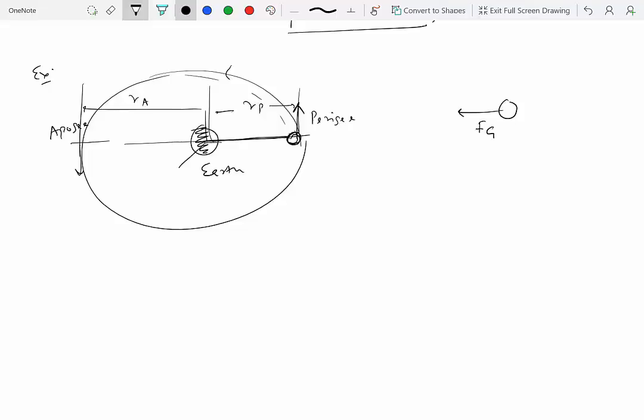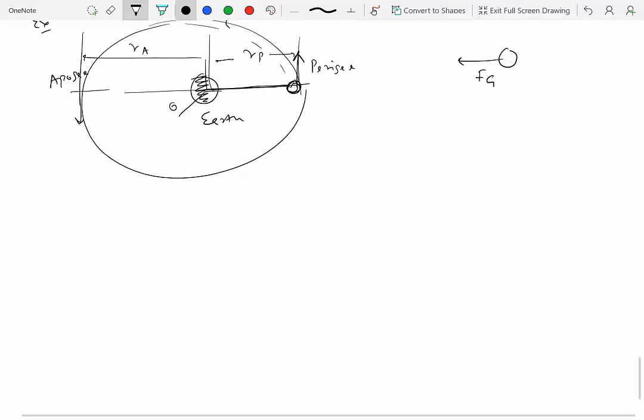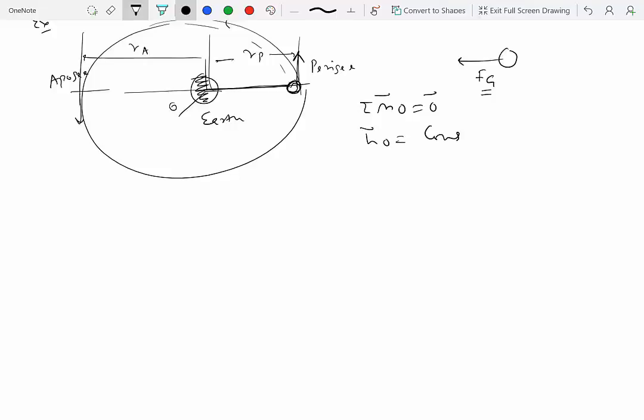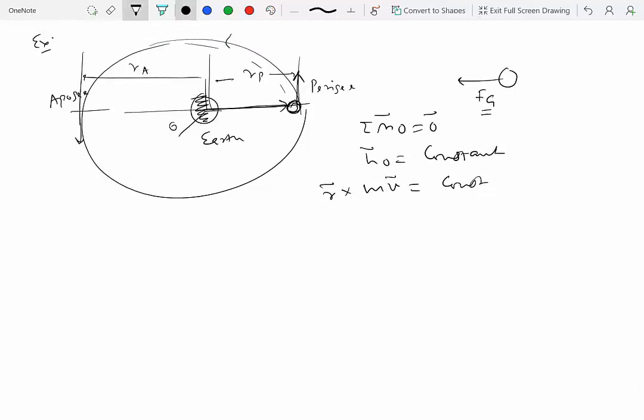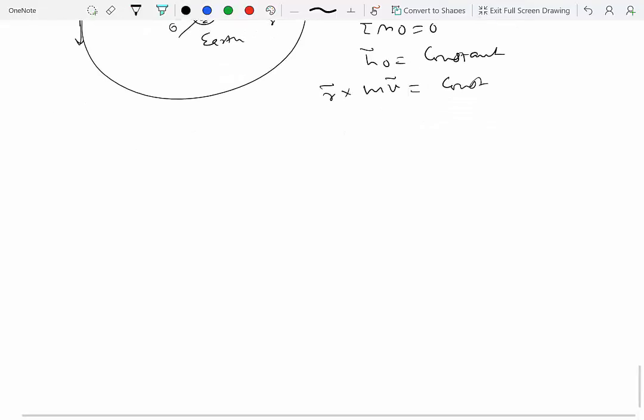So if you attach our reference frame at the center where the Earth is located, then we can clearly see that the sum of the moments of the forces acting on the satellite is 0, because F sub g is actually along the R direction. So R cross F is in this case 0. So which means that the angular momentum about O would be constant. And that means that R cross mv would be constant, because that's how we define the angular momentum. And because R and V are perpendicular to each other, this is the radial direction, this is the velocity direction, that means simply R times V is constant, right?